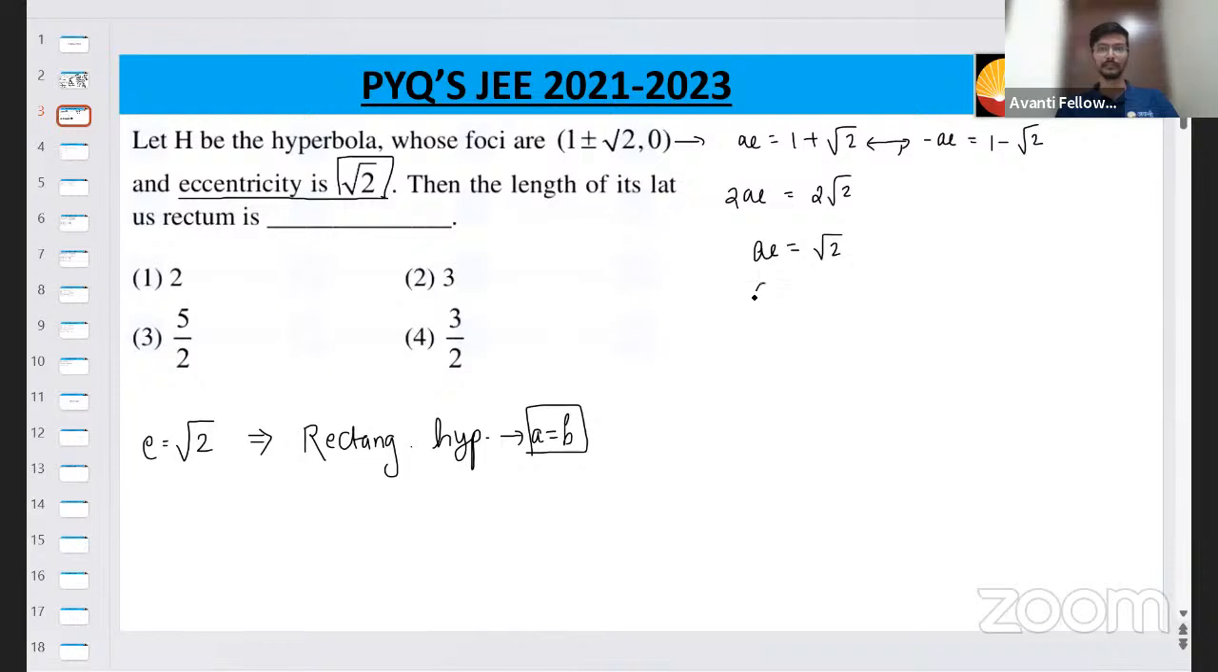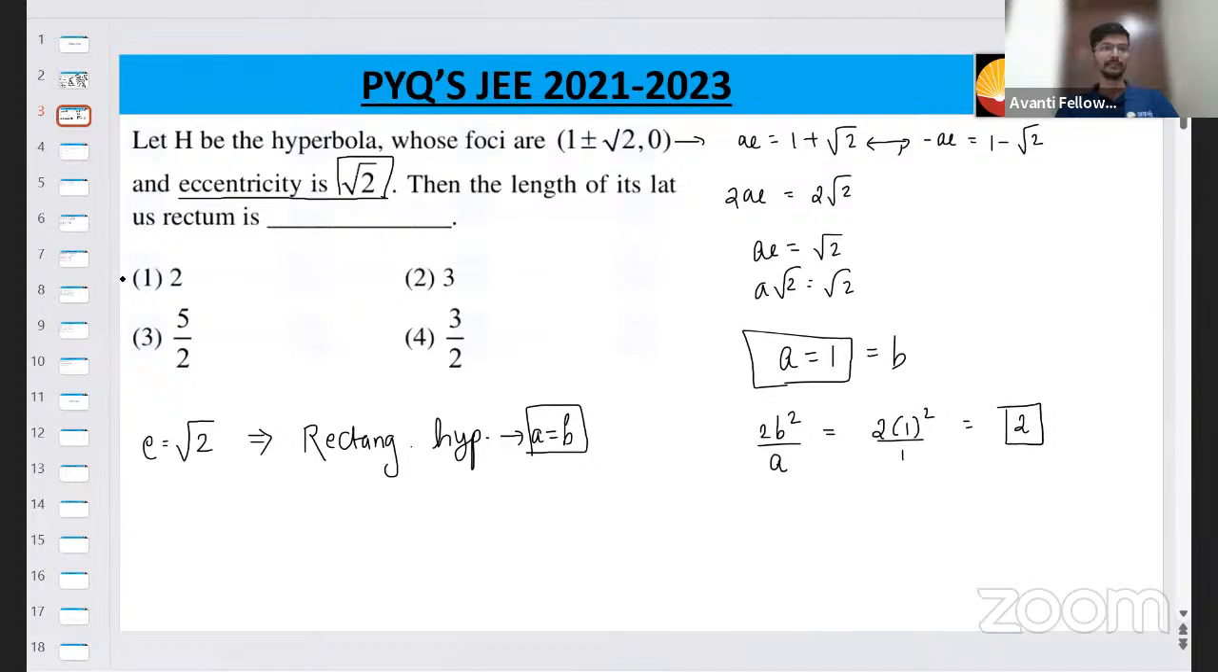Eccentricity is root 2. So if I say A into root 2 is equal to root 2, then A is equal to 1. Now A is equal to 1 implies B is equal to 1. Correct? So what does this mean? Latus rectum length is 2b square upon A. That means 2 into 1 square upon 1, which is equal to 2. So answer is 2. Correct, option number 1.